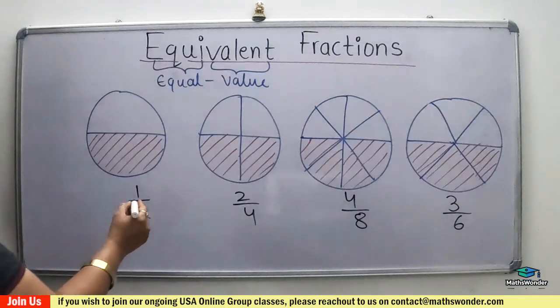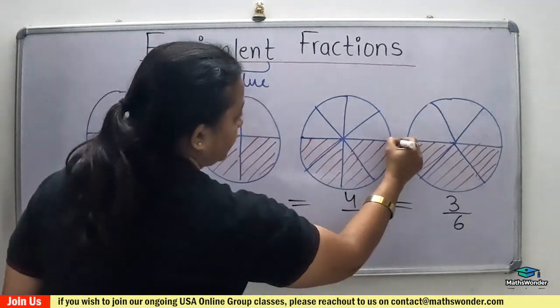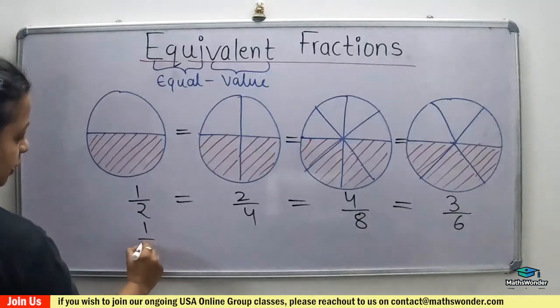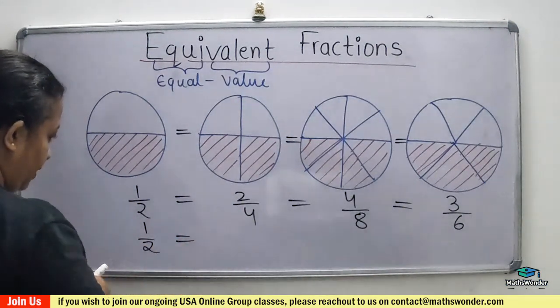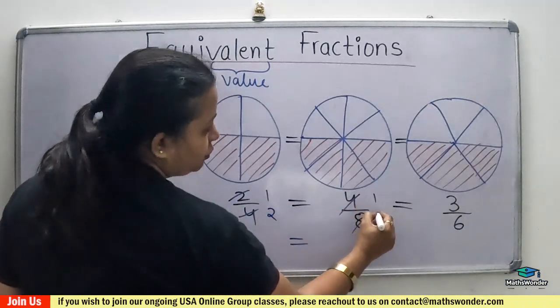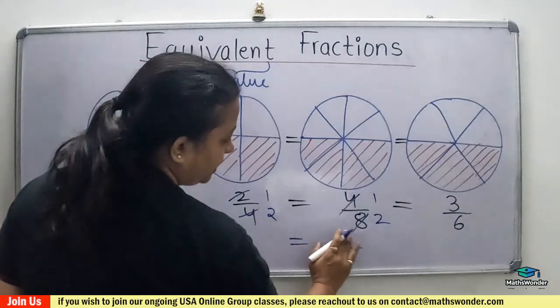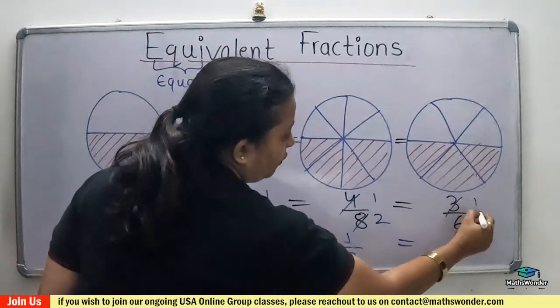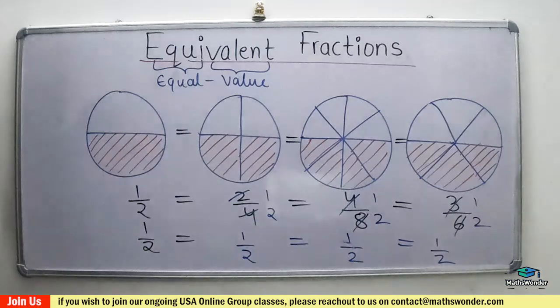Okay. And when you simplify, basically all are the same. 1 over 2 is 1 over 2. 2 over 4, when you simplify, you will get 1 over 2, same, right? 4 over 8, when you simplify, you will get 1 over 2. Then 3 over 6, when you simplify, you will get 1 over 2. So all the values are the same when you simplify. So we can make equivalent fractions by multiplying and dividing the numerator and denominator by the same number. This ensures that the value of the fraction remains unchanged.